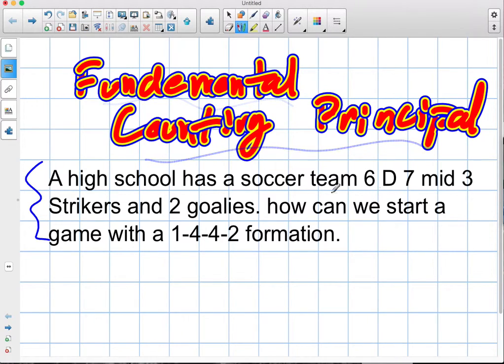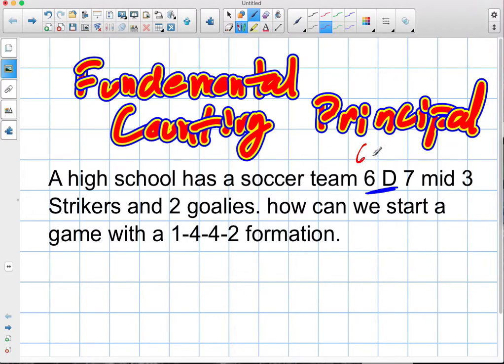Our high school has a soccer team. So this stands for essentially we have 6 defense. Okay, we have 7 people who are in the midfield. So we'll use colors to help us determine what is what. And we have 3 people who are strikers. And then finally we have our 2 goalies. Okay, and they ask us, how can we start a game with a 1-4-4-2 formation?